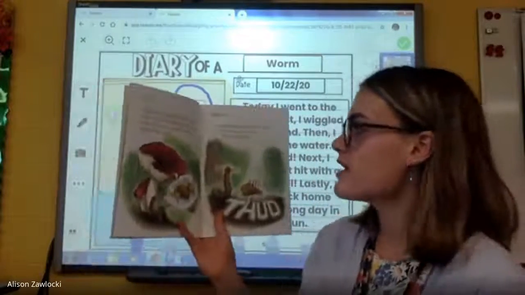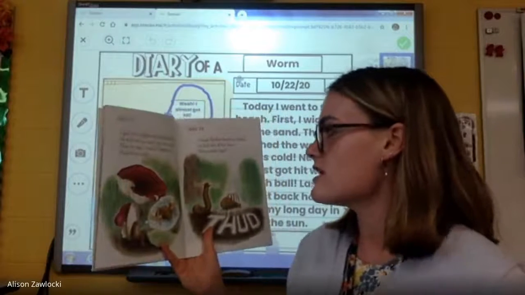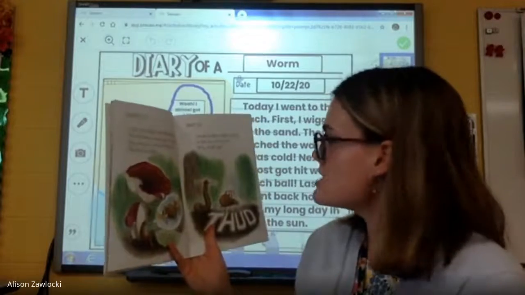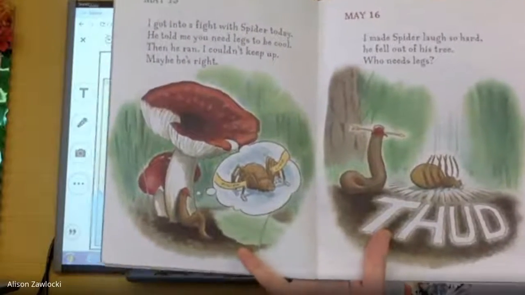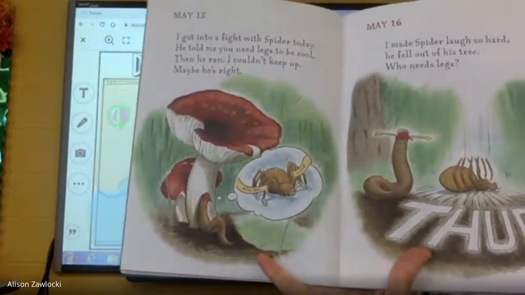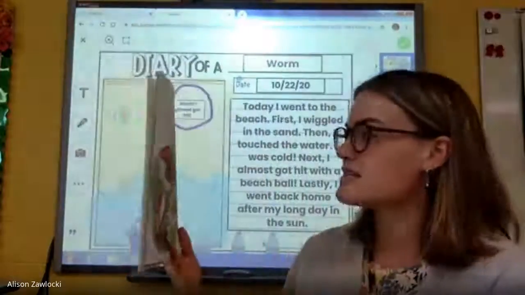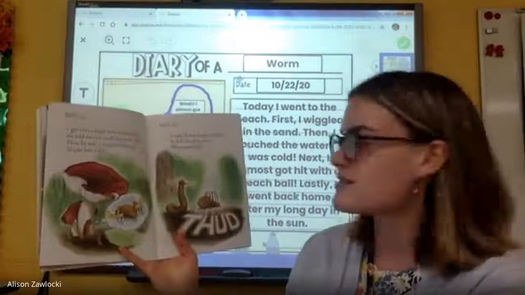May 15th. I got into a fight with Spider today. He told me that you need legs to be cool. Then he ran. I couldn't keep up. Maybe he's right. So we heard that from his perspective, him and Spider got in a fight today, and he kind of got upset because he said that he couldn't run and he needs legs to be cool. That's not very kind, is it?